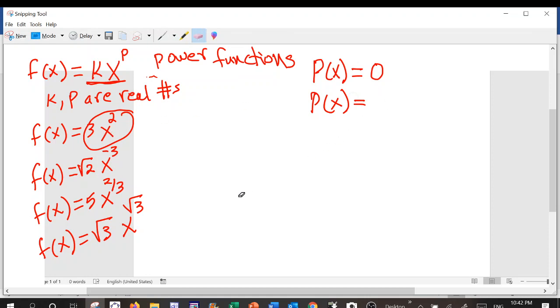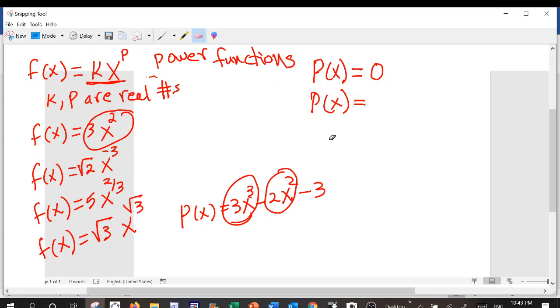Let me give you an example before I give you a general formula. So for example, 3x to the third minus 2x to the second minus 3. That's a polynomial because all of these are a special kind of power function with the exponent a positive integer. So in general, they look like this. Some x to some power n, whatever n is. And then we usually like to keep the biggest exponent first.